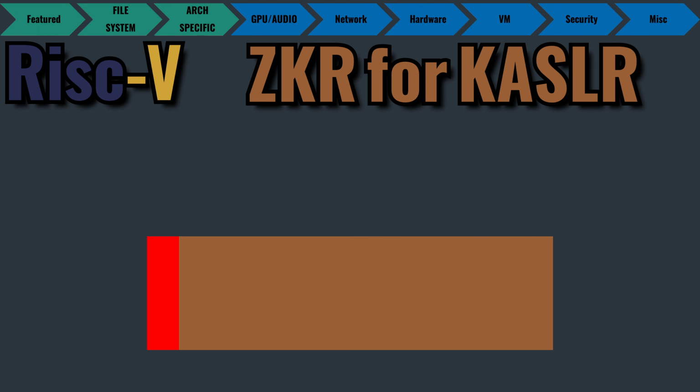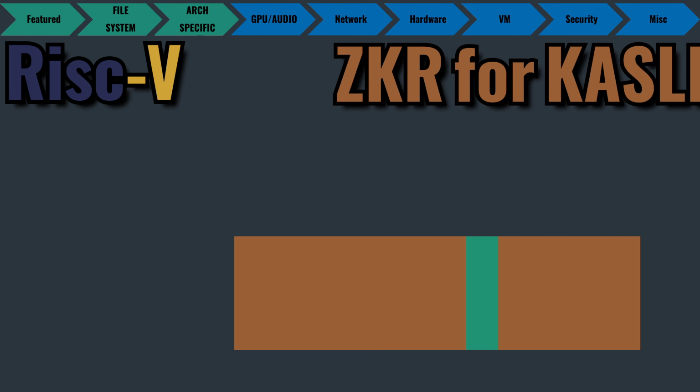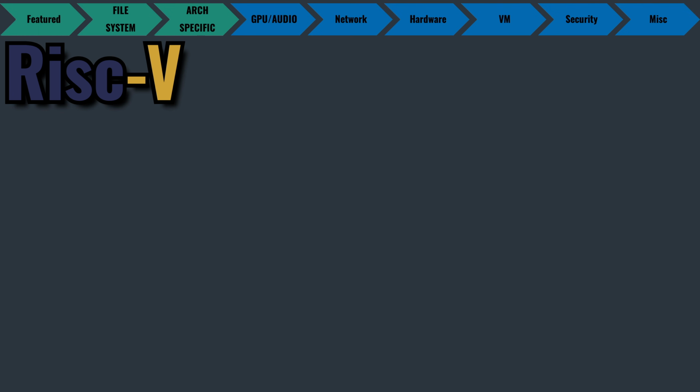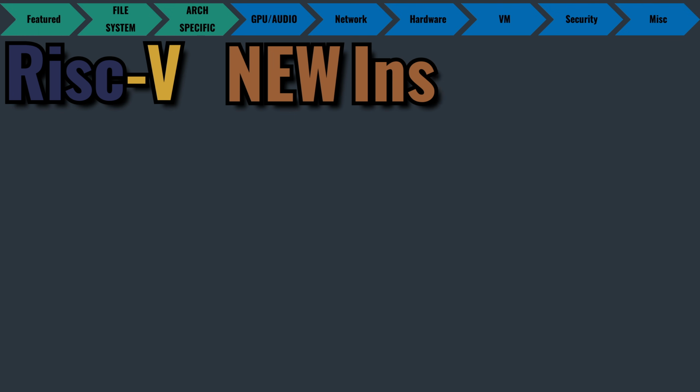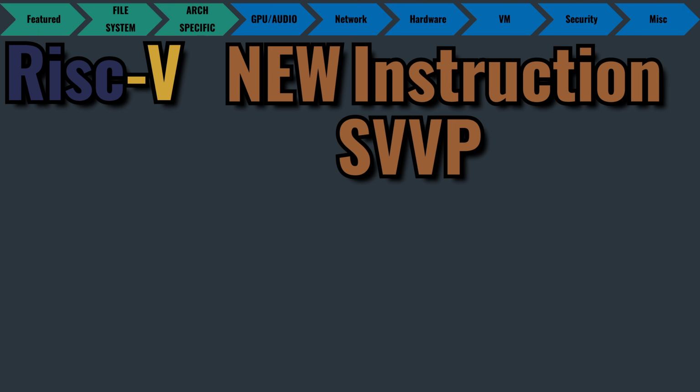So it's great that we can use this randomization, this source of entropy, to be able to have even better randomization. They also added a new instruction, which is SVVPTC, which is an instruction meant to obviate memory management instruction after marking PTE as valid.